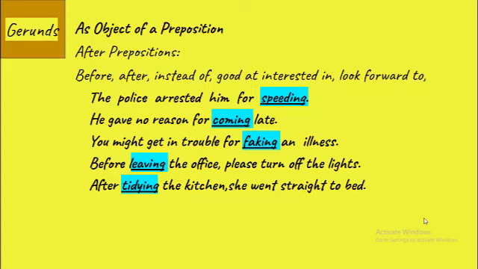The police arrested him for speeding. He gave no reason for coming late. You might get in trouble for faking an illness. Before leaving the office, please turn off the lights. After tidying the kitchen, he went straight to bed. So after prepositions like for, before, after, all the verbs which are carried by and followed by the prepositions are gerunds.